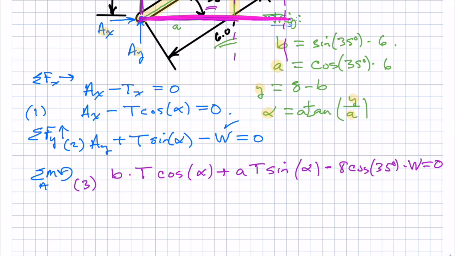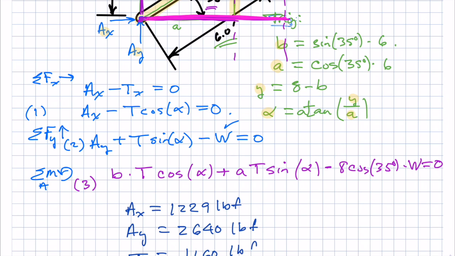So 3 equations, 3 unknowns. You should be able to solve for everything that you need. I did that, and the numbers I get are that AX is 1,229 pound force, AY is 2,640 pound force, and T is 1,660. Okay, so that's the solution to this problem.